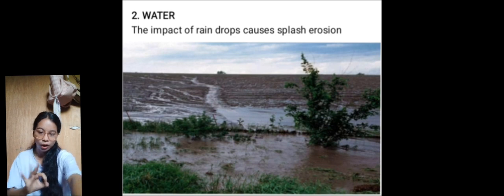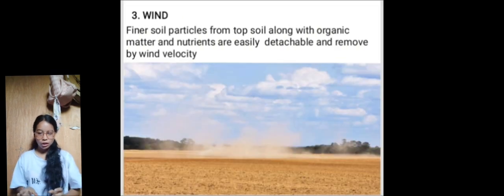And then the third one is wind. Finer soil particles from topsoil, along with organic matter and nutrients, are easily detachable and removed by wind velocity. You notice when it is too hot, the soil is like ash. If the wind takes it, the topsoil disappears. So that is also how soil erosion happens.